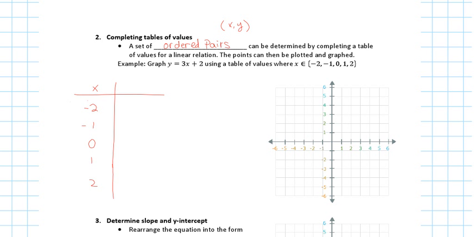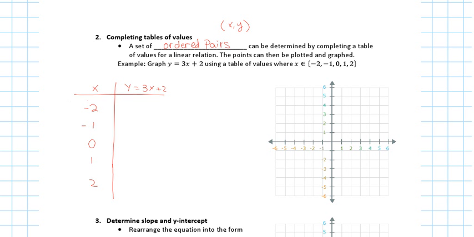Now, the equation is y equals 3x plus 2. Okay? So that's my equation. Y equals 3x plus 2. So what is your y value when x equals negative 2? That's what the question is asking.